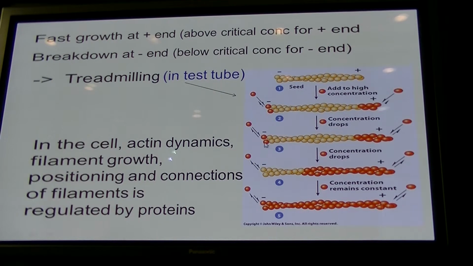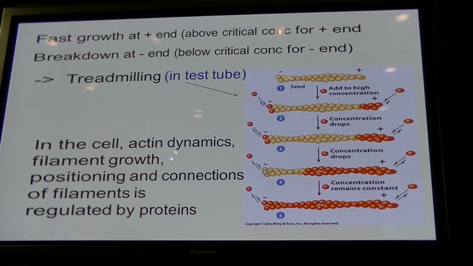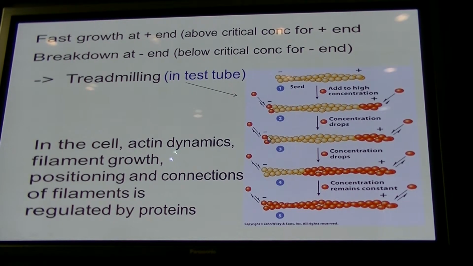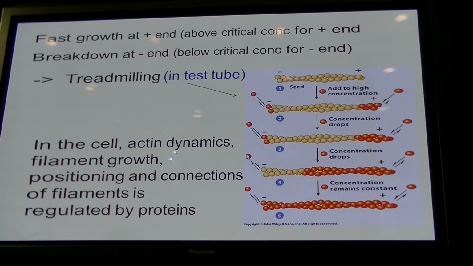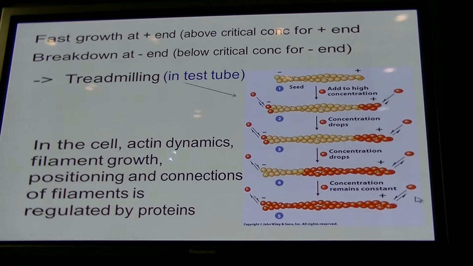the growth at the minus end stops, and actually in the next reaction, subunits drop off, whereas the addition at the plus end keeps going. So over time, these subunits here, which are indicated in the lighter color, are removed, whereas more is added to the plus end. That's a treadmilling effect that we can see in vitro.